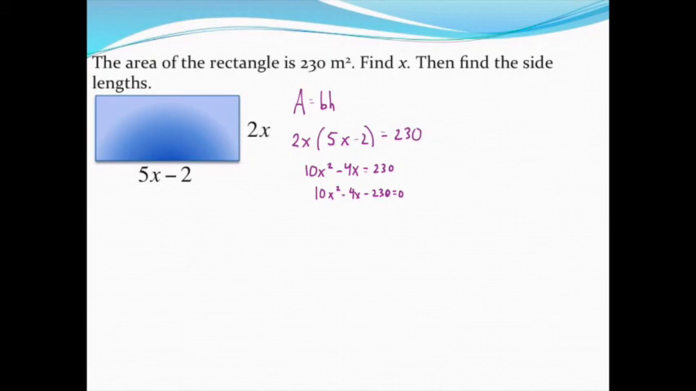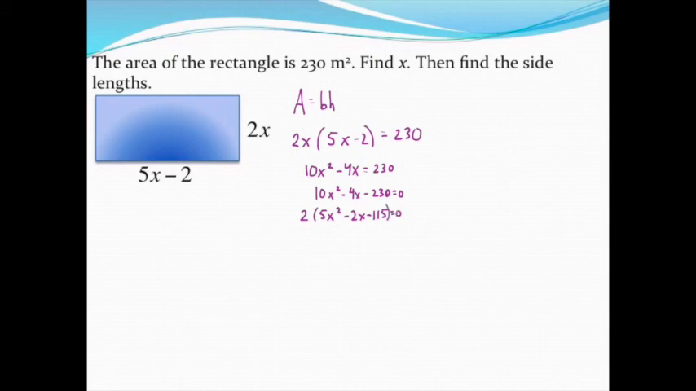So if you need to pause and work through those steps yourself to make sure you get it, go ahead and do that. Otherwise, we're going to pick up from where I left off. So the 10x squared minus 4x minus 230 is what I want to factor. It looks like a box method because there's not a 1 in front. But before I do that, I notice there is a greatest common factor of 2, so that'll get me slightly smaller numbers to work with. So 5x squared minus 2x and then minus 115 is what I need to factor.